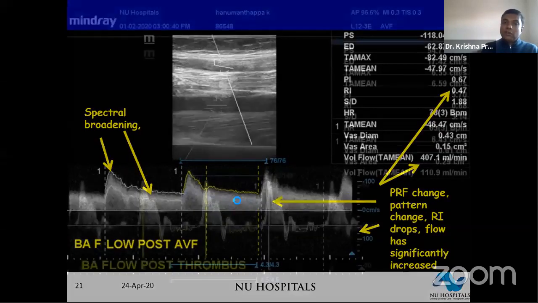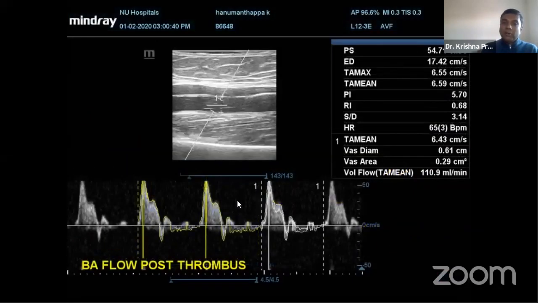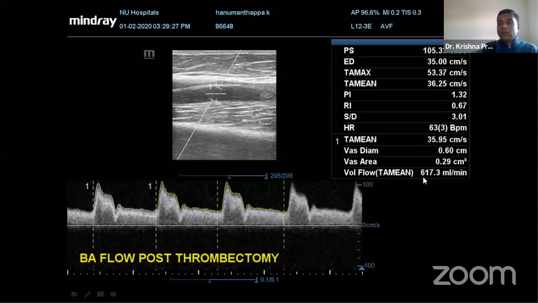table itself. So this is an example of our patient who had his fistula very quickly thrombosed on table. And you can see the flow has returned to its prior triphasic pattern, flow a little higher, but has dropped down to 110. We did an on-table declot. You might say that this looks like a very good flow. Look at the flow. It's 617 mils per minute. You would wonder that it's actually pretty good enough to dialyze the patient. But if you see the pattern, it still retains the triphasic pattern of an artery.